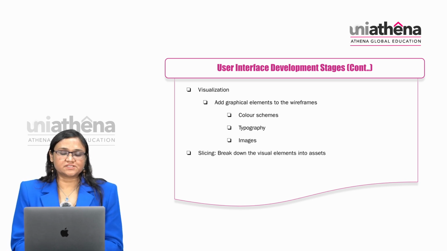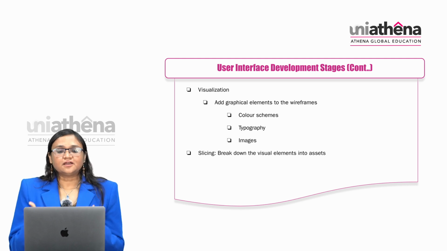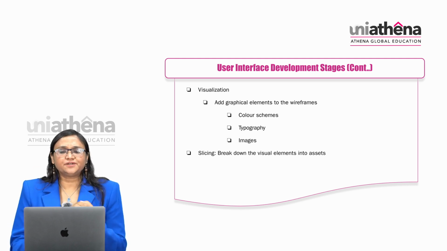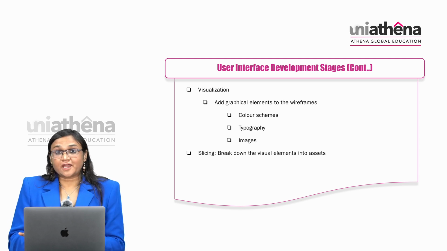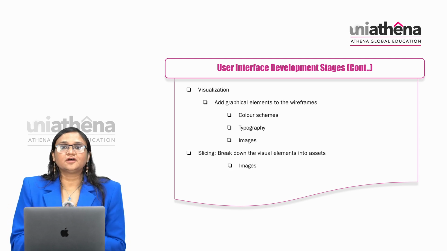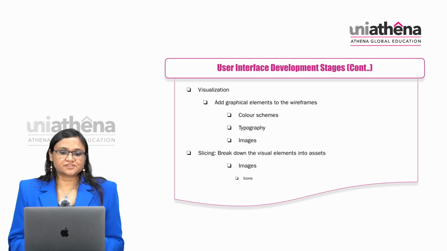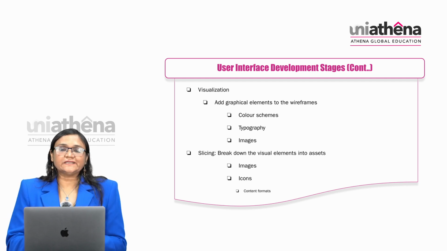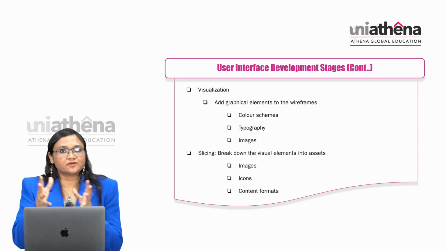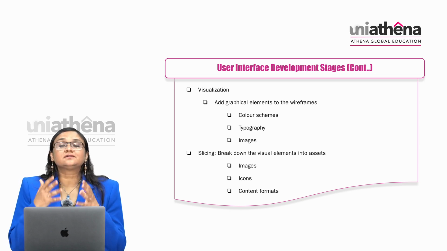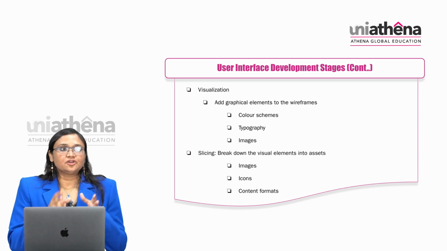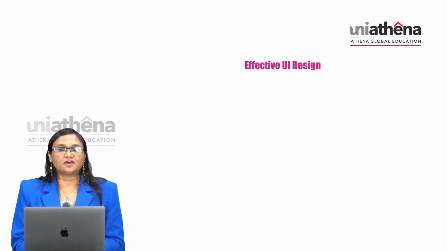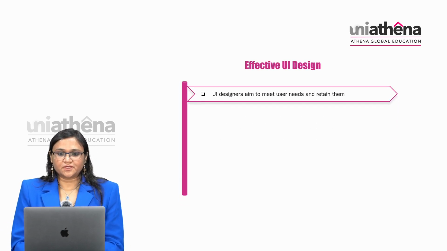Once your wireframe is finalized, then you do slicing. That means you break down the visual elements into specific assets so that you can save them for reuse. Like images, you can have a set of images, you can have a set of icons. You usually create a set of icons you always use whenever you are creating anything for the same brand. You will use similar icons, or you could have content formats. They are all stacked for you.